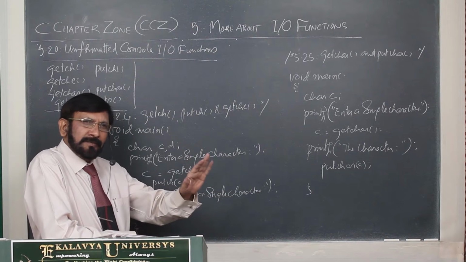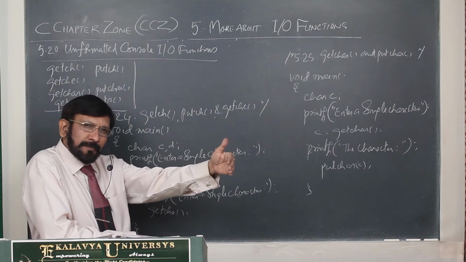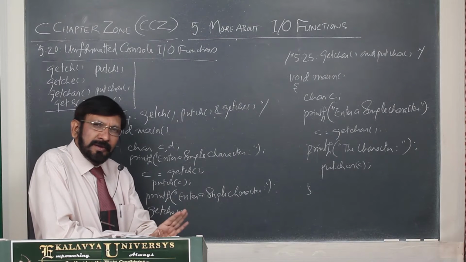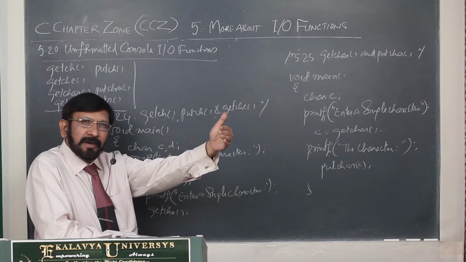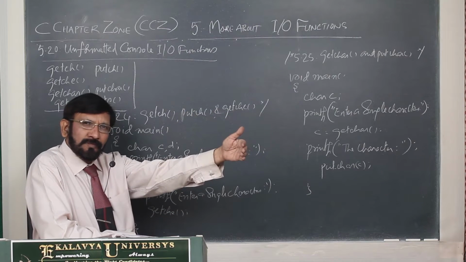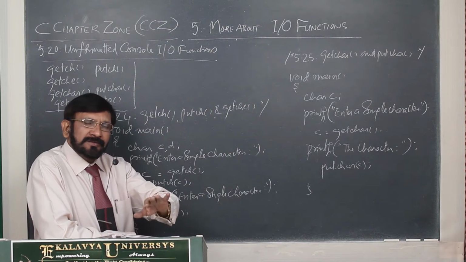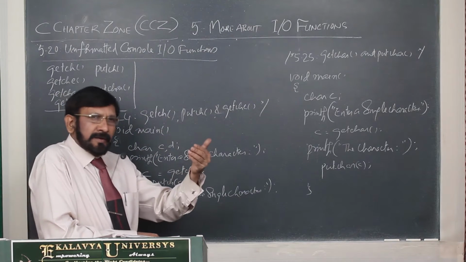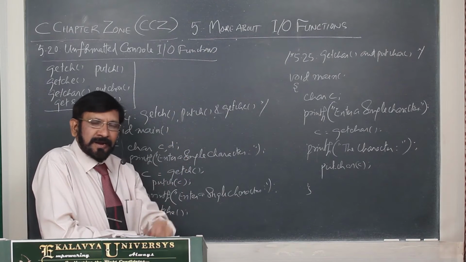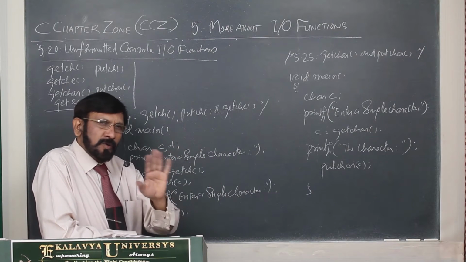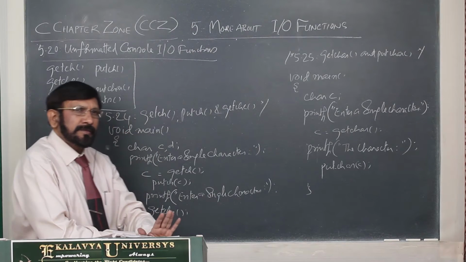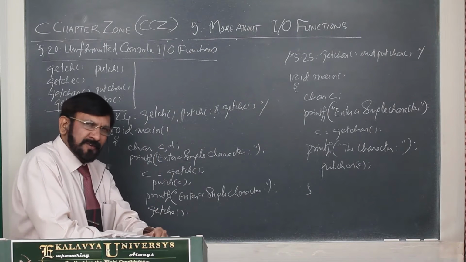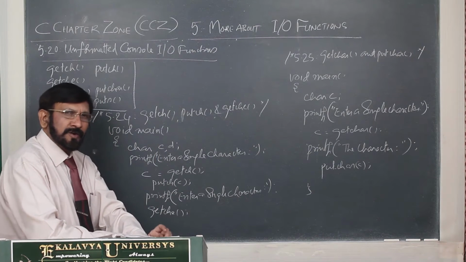Unformatted functions are mainly meant for inputting or outputting a single character, and they do not require any conversion specifier. It simply reads the character from the console, from the keyboard, and writes the character on the monitor screen. In a similar manner, it can read a string. String means a set of characters, and it can write a string. No conversion specifiers are required. That point you remember, and they have little difference in their functionalities, and that you have to understand here.